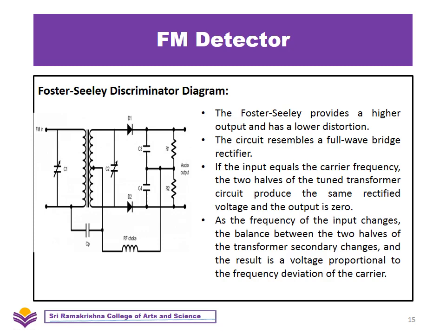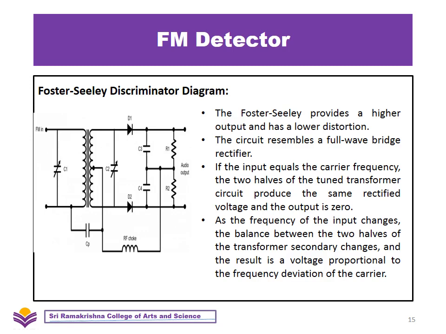The output of the diodes D1 and D2 is connected to capacitors C3 and C4. The output of the capacitors C3 and C4 is connected to resistor loads R1 and R2. The output of the resistor load will produce an audio output. The explanation is shown at the left side of the circuit. The Foster-Seeley provides a high output and has low distortion. The circuit resembles a full wave bridge rectifier circuit.